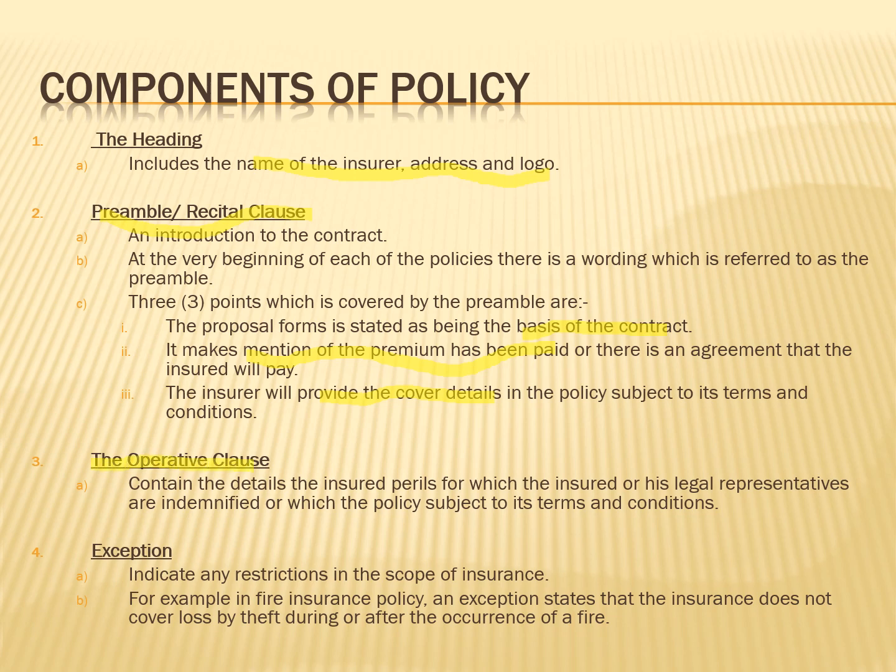For the operative clause, these are the details, the insured perils for which the insured or his legal representative are identified. So this is the policy subject to its terms and conditions. Okay, and then the next component of the policy is the exception. This is the restriction in the scope of insurance, meaning that an exception is not covered by the insurance policy. For example, in fire insurance, the exception states that the insurance does not cover loss by theft during or after the occurrence of a fire. So this is the exception or restriction in the scope of insurance.